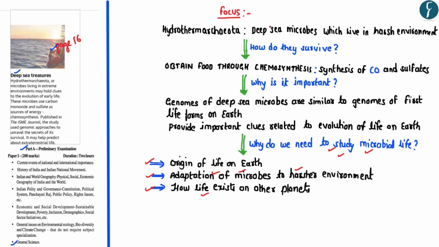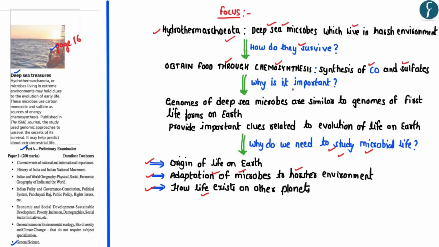Hence, in this regard, a group of scientists have used cutting edge technology to study the deep sea microbes known as the hydrothermarchaeota. Now, these deep sea microbes live in an extremely harsh environment because such an environment does not support oxygen or sunlight. Hence, in the absence of oxygen and sunlight, these deep sea microbes obtain food through the process of chemosynthesis, which means that they obtain food through the synthesis of carbon monoxide and sulfates.